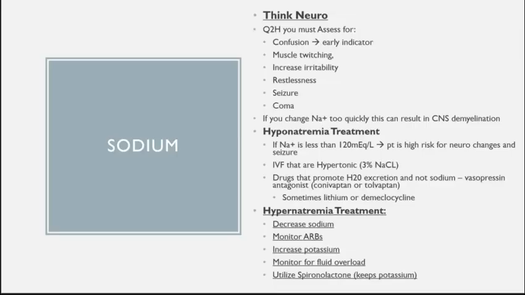Now with hyponatremia, we could give them fluids. We just have to be very careful with it because a lot of times hyponatremia could be correlated to fluid overload, or the sodium being completely over diluted. So our IV fluids need to be kind of salty. So that would be your hypertonic 3%. Drugs that promote water excretion and not sodium, so that could be your vasopressin antagonists.